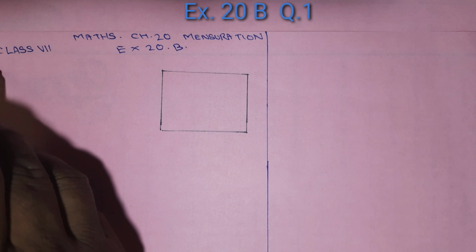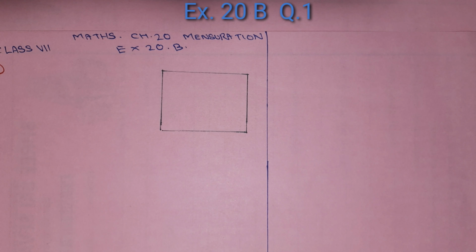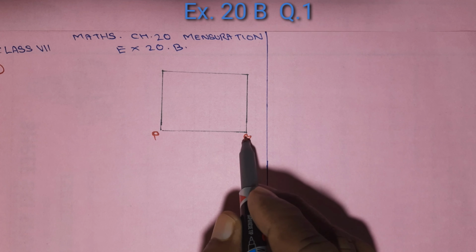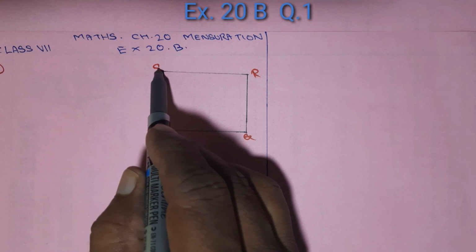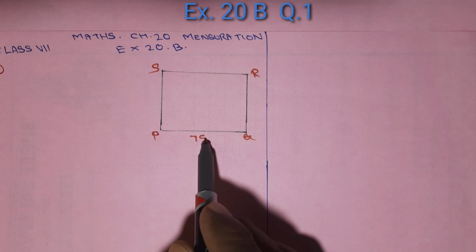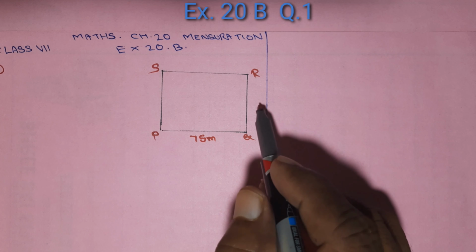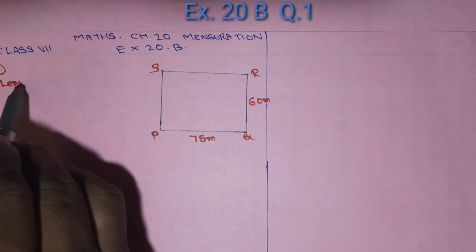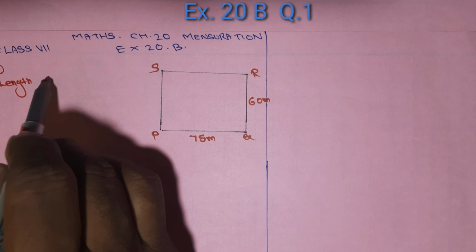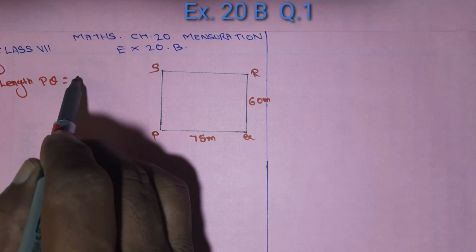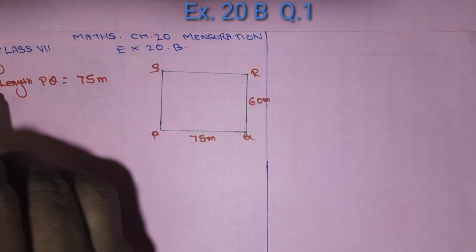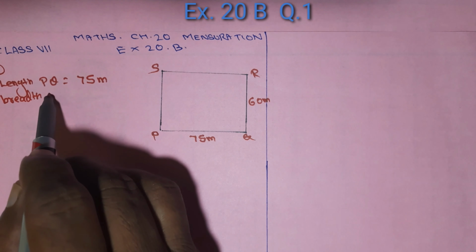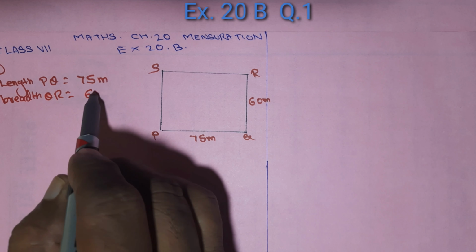Question number 1, solution. A rectangular grassy plot. Let this be a rectangular grassy plot. We can name this P, Q, R, S. Here length is given 75 meter and breadth is given 60 meter. So we will write what things are given. Length PQ is equal to 75 meter and breadth QR is equal to 60 meter.